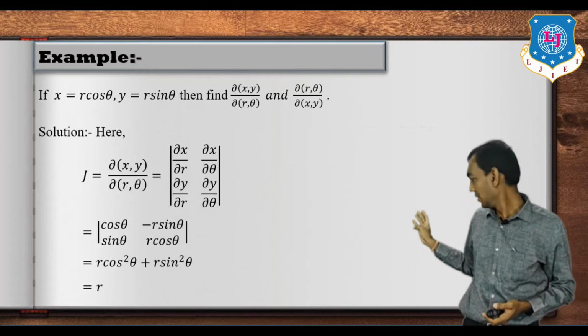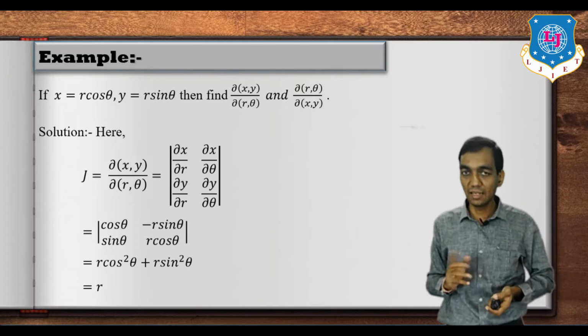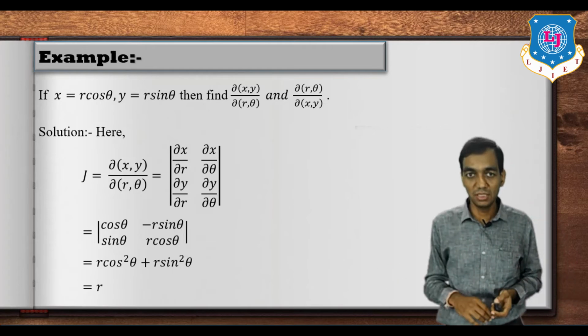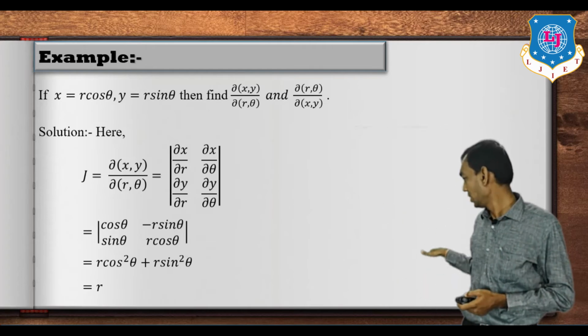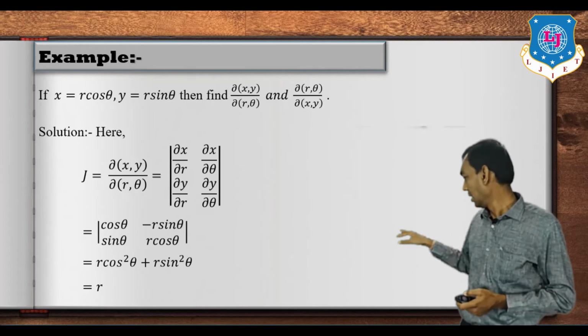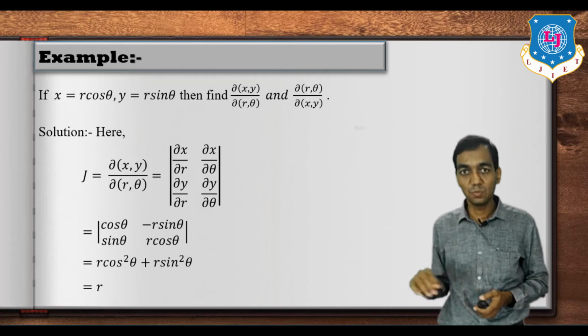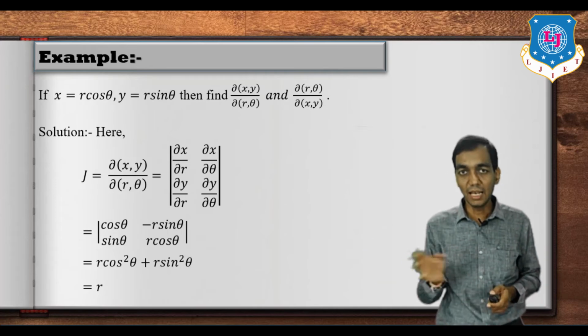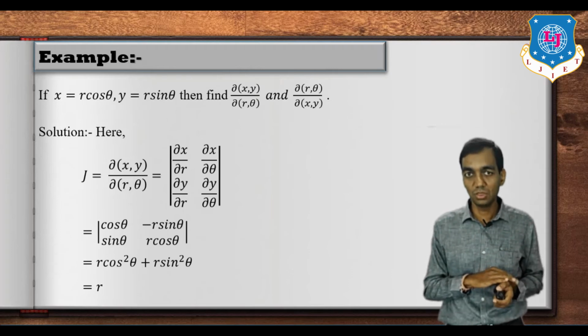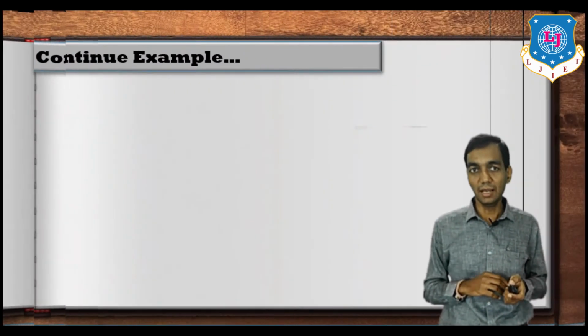In the same manner, the derivative of y with respect to r is sin theta, and the derivative of y with respect to theta is r cos theta. If you cross multiply and simplify the determinant, that will give you r cos square theta minus minus plus r sin square theta. Take r common, and sin square plus cos square theta will be 1. So the Jacobian J has the value r.